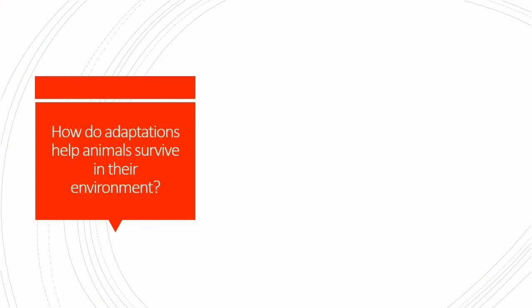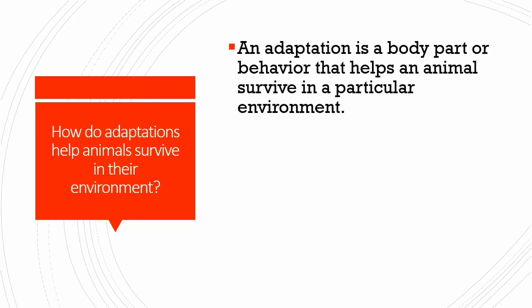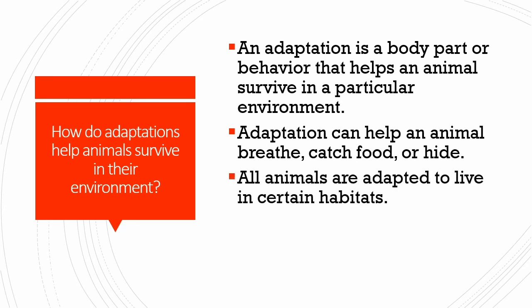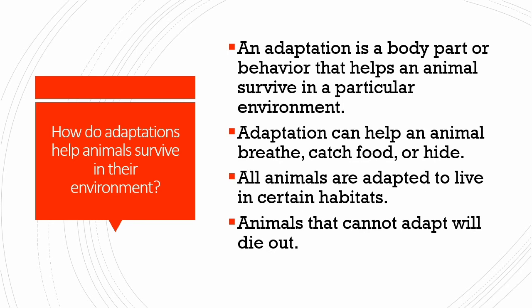How do adaptations help animals survive in their environments? An adaptation is a body part or behavior that helps an animal survive in a particular environment. Adaptations can help an animal breathe, catch food, or hide. All animals are adapted to live in certain habitats. Animals that cannot adapt will die out.